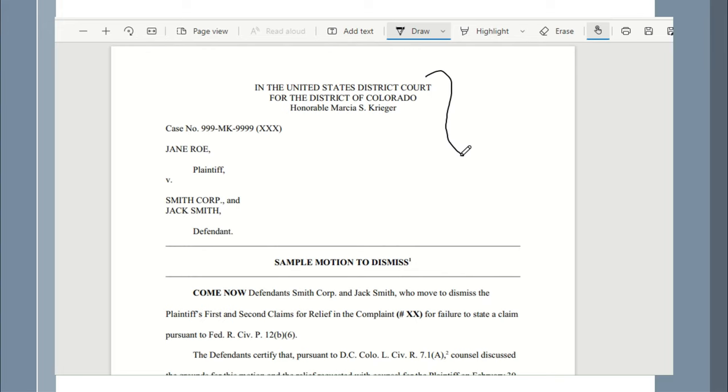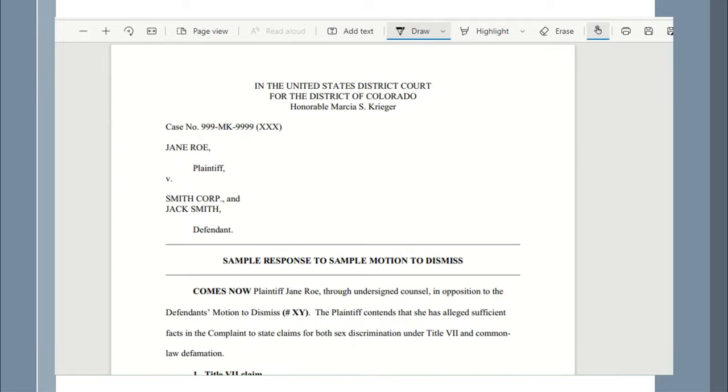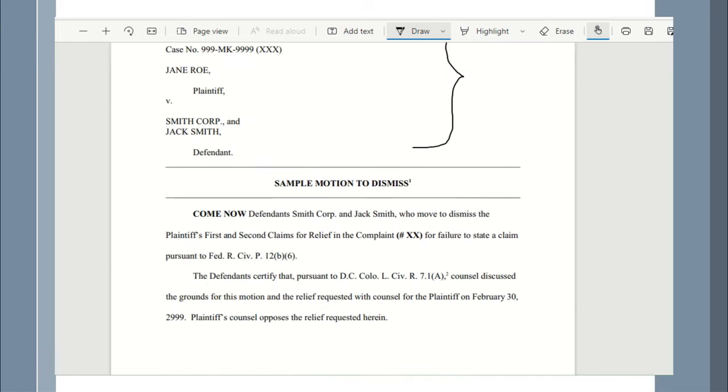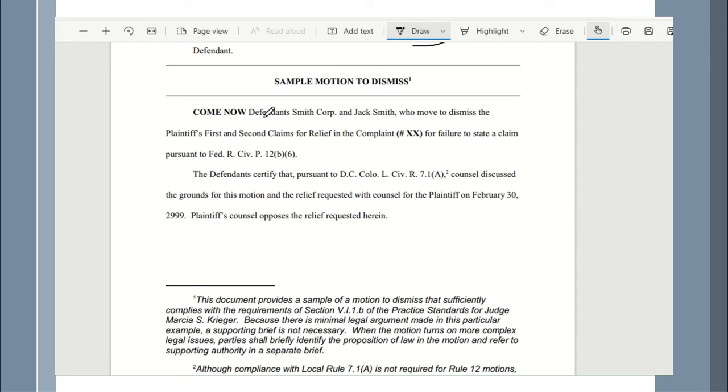Here you have the caption. That's the plaintiff. You see the information? You put exactly what they put. Here is the response to the motion to dismiss. Are you following me? You're going to mirror the motion to dismiss structurally and substantively. Okay? You have your caption here. You have motion to dismiss. And of course, plaintiff, yours is going to say response to motion to dismiss. The introduction: comes now, defendants in this case.